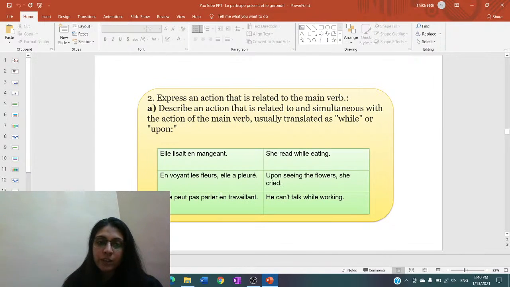Then, en voyant les fleurs, elle a pleuré. Upon seeing the flowers, she cried. So here "upon" means the action is related to the main verb. En voyant: while seeing the flowers, she cried.